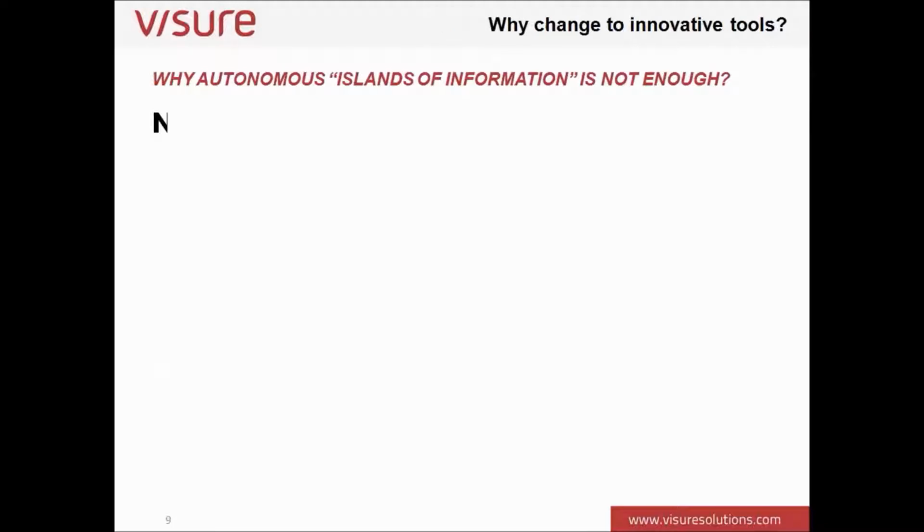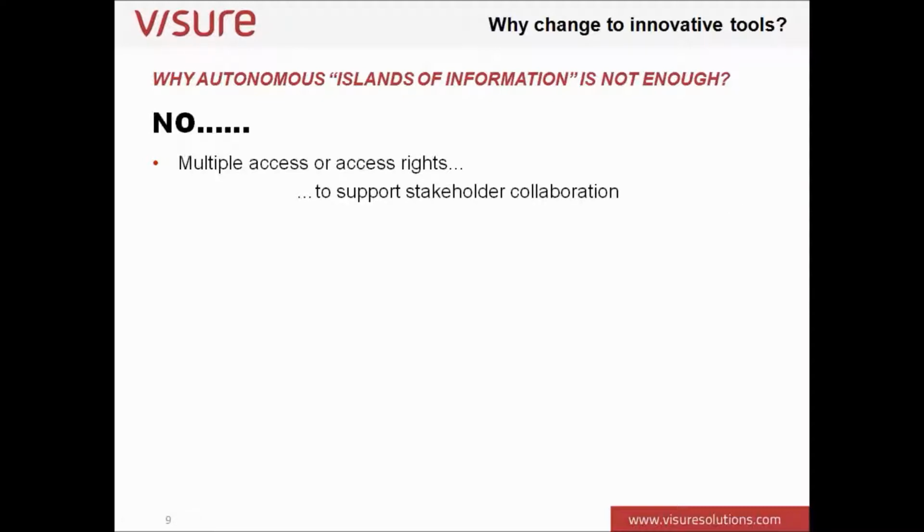So going through now, why these autonomous islands of information is really not enough to control your project information. So the answer is there is no multiple access or access rights. So you can't have, in reality, multiple people realistically contributing to requirements held in one spreadsheet. There are some techniques you can employ, but it's not really what I would term a controlled project environment. And this therefore doesn't really support this concept of stakeholder collaboration, and where you have this central view that people from different disciplines, different engineering disciplines, different project disciplines, can truly share and contribute to information at one instance in time.